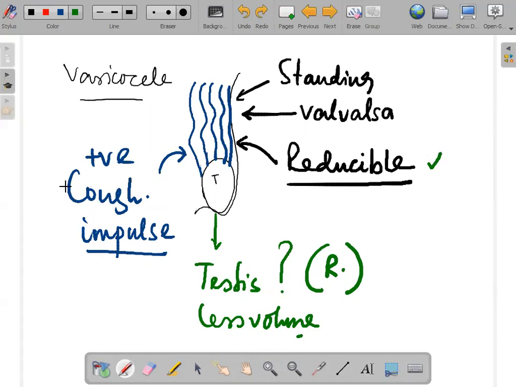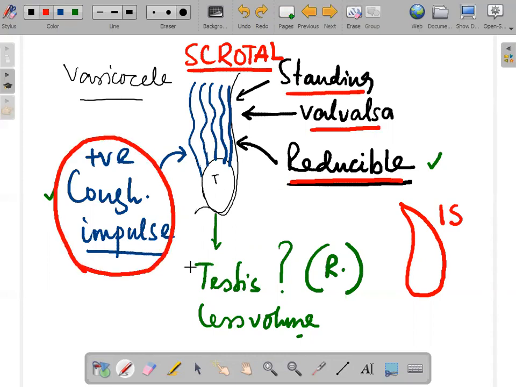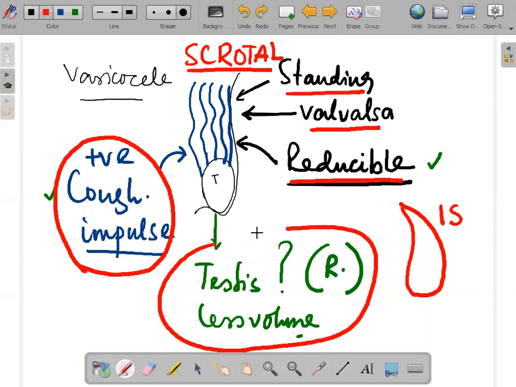Reducible on lying down, positive coughing pulse, but at the beginning and at the end, remember the difference with the hernia is that this is a scrotal swelling rather than a hernia, which is an inguinoscrotal swelling. So please remember, standing valsalva, it is a reducible swelling and has a positive cough impulse. Remember that this is a testis with this story. So we have talked about all the points that you are required to know in a varicocele clinically.